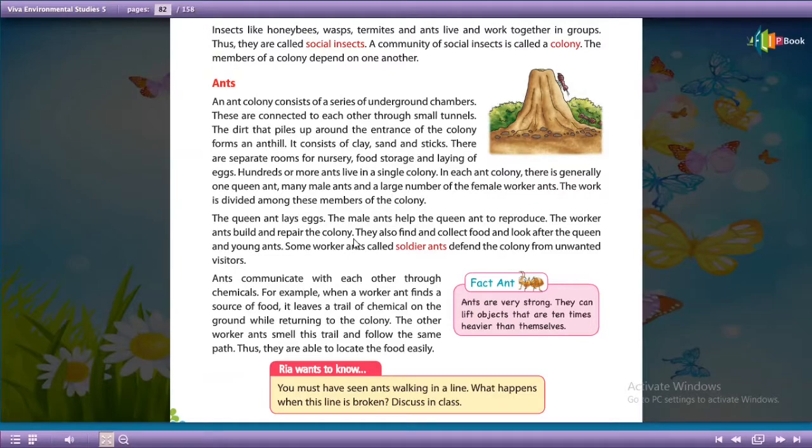They also find and collect food and look after the queen and young ones. So the worker ants, what do they do? They build and repair the colony. Moreover, they also find and collect food and look after the queen and young ants.